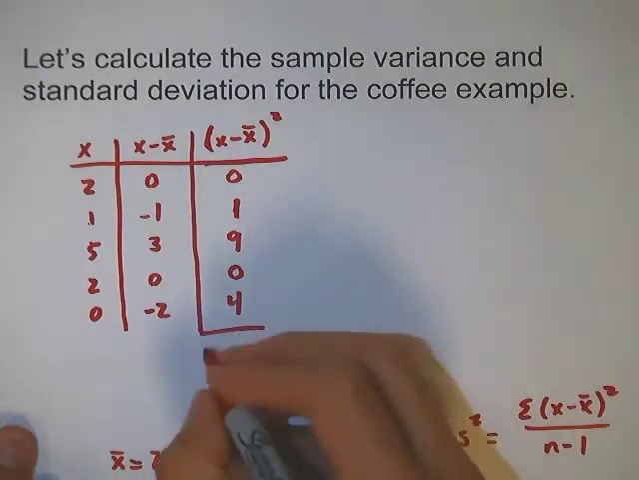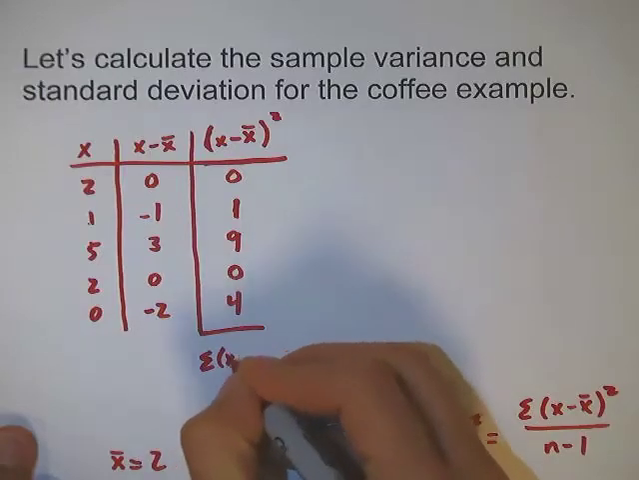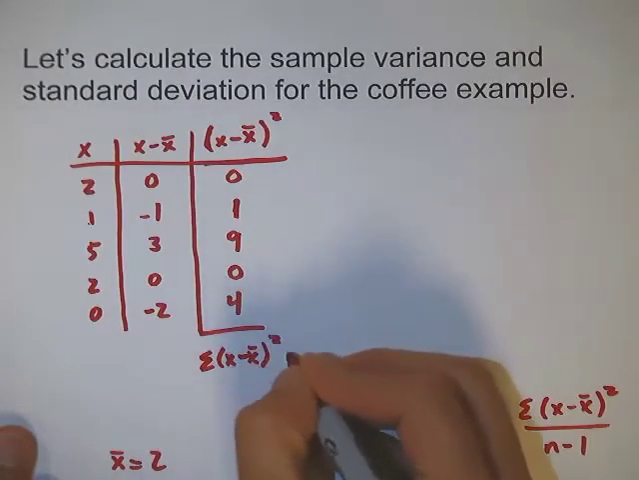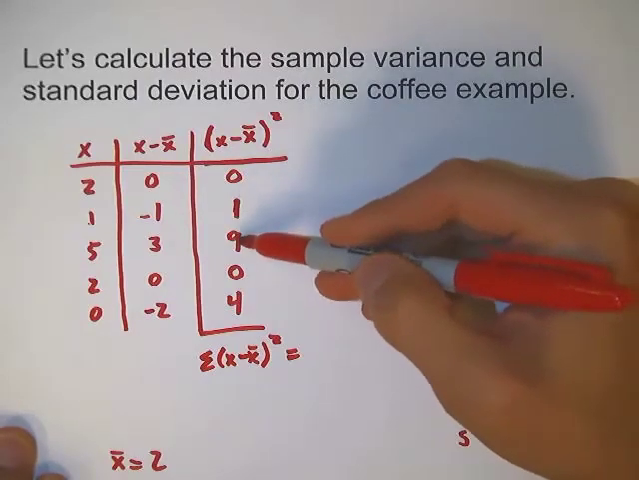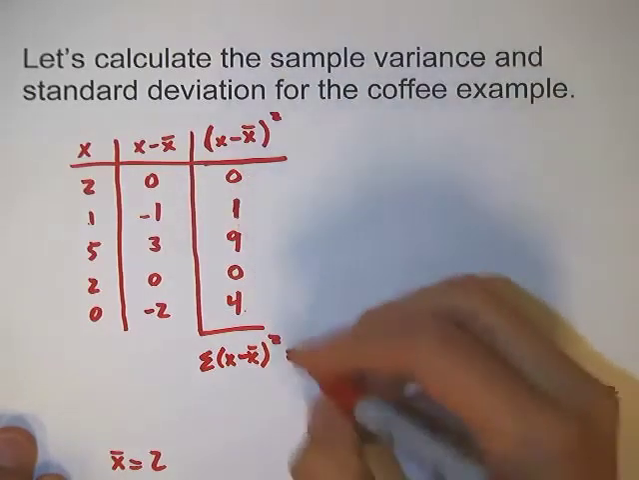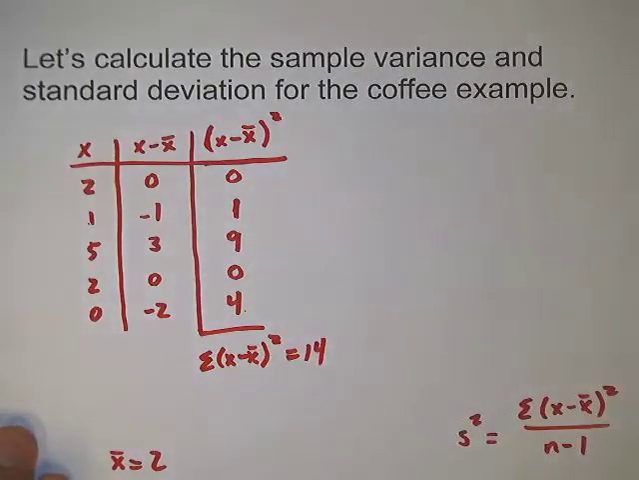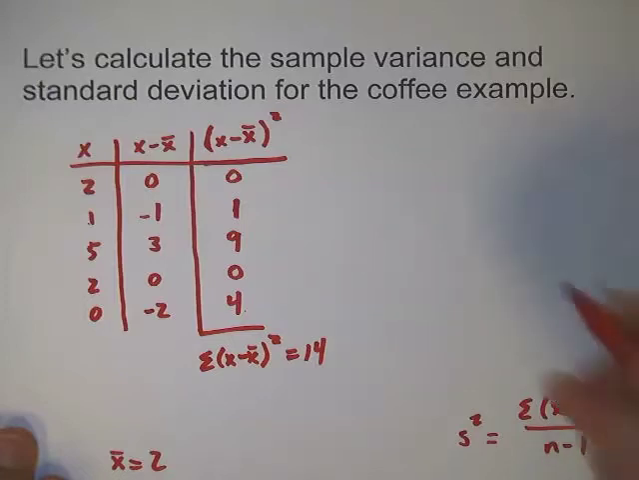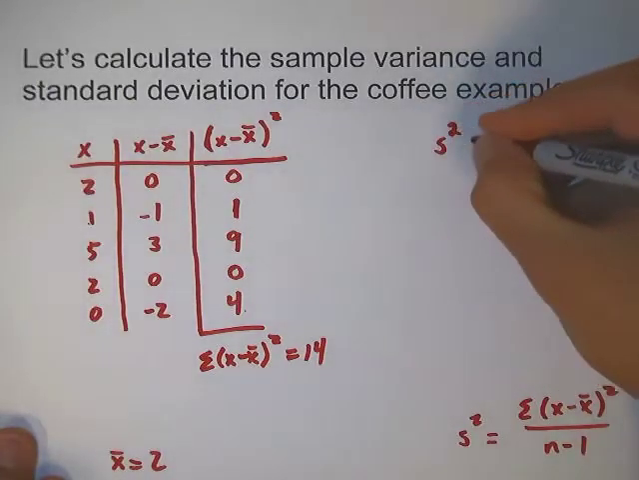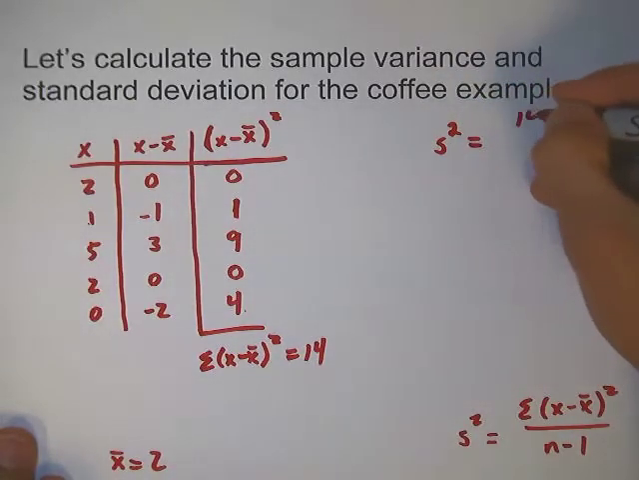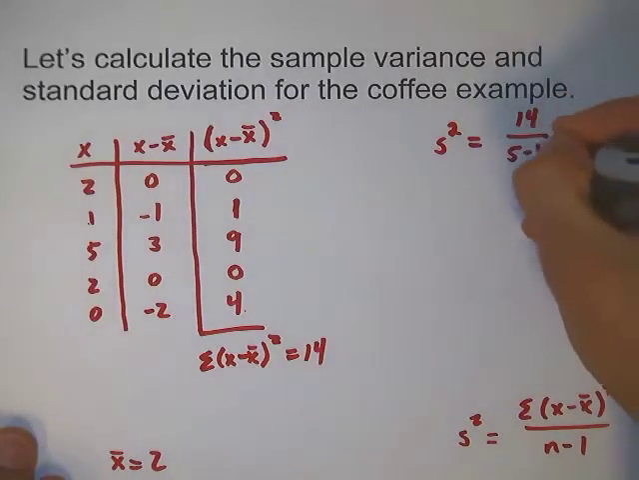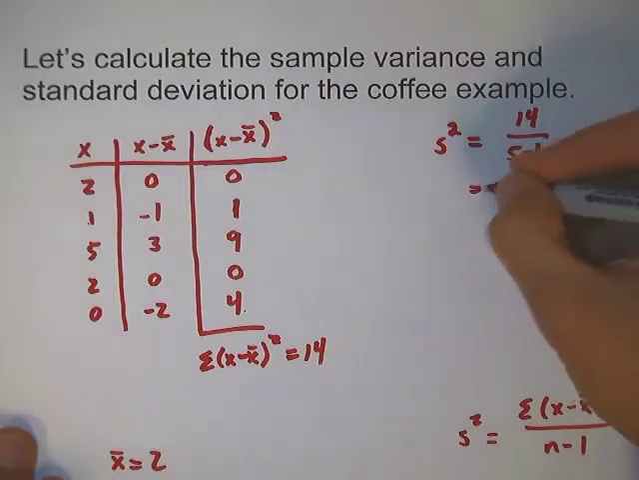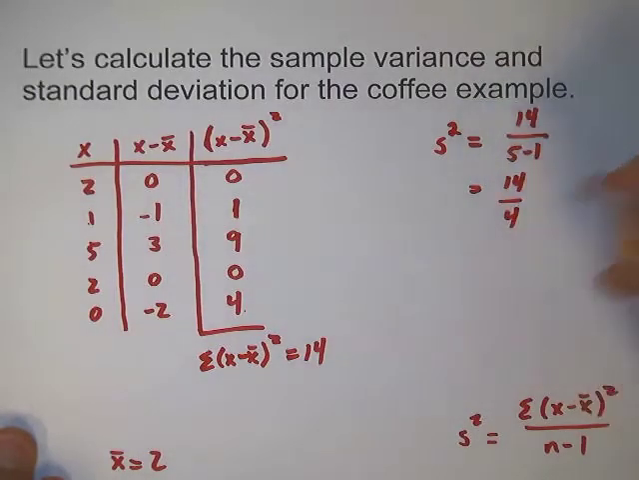Now what I want is the sum of x minus x bar squared. So I need to add up all these values. Okay, and that's pretty easy. 1 plus 9 plus 0 plus 4 ends up being 14. Okay, so that's the number that I'm going to use on the top of my variance formula. So s squared now is going to equal 14 over n minus 1. Well, n is 5 because we had 5 data values, minus 1. So that's 14 divided by 4.